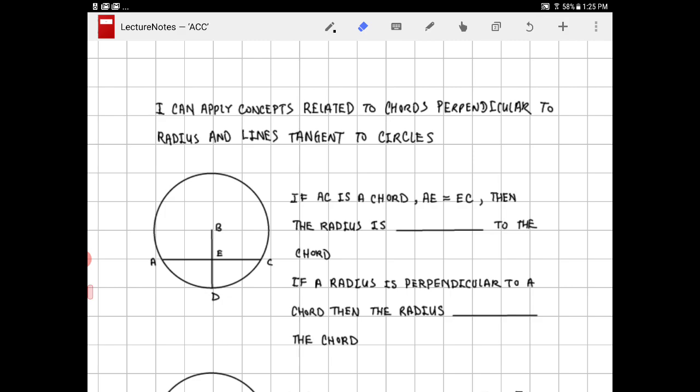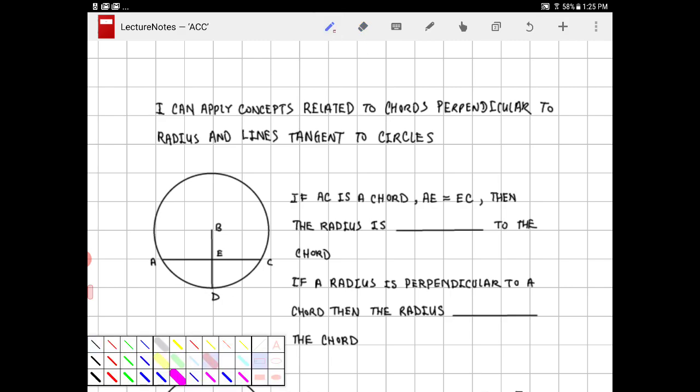Okay. All right. So in this video, what I'm going to try to cover are these two topics, or this concept here, which is this idea of applying concepts related to chords perpendicular to radii, and lines tangent to circles. So I'm going to try to cover that in the next couple minutes.